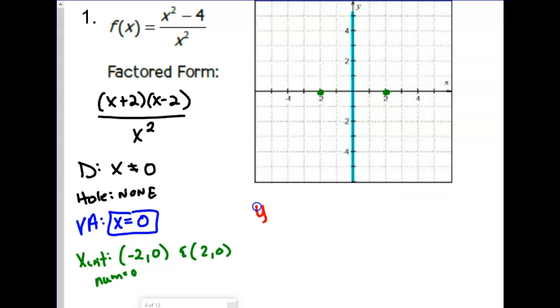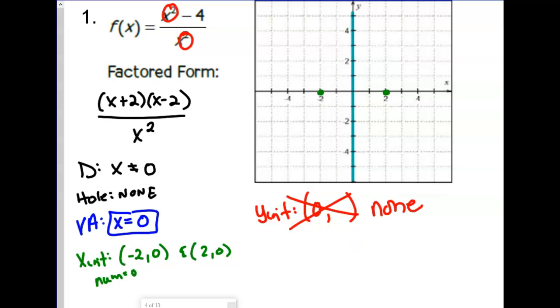The y-intercept is found by plugging in a 0 for all of the x's. This is easier if you go back to the original, because you just plug in a 0 for all the variable terms. So you get 0 minus 4 over 0. There is no y-intercept. Very good. That's an undefined value, so there's none.